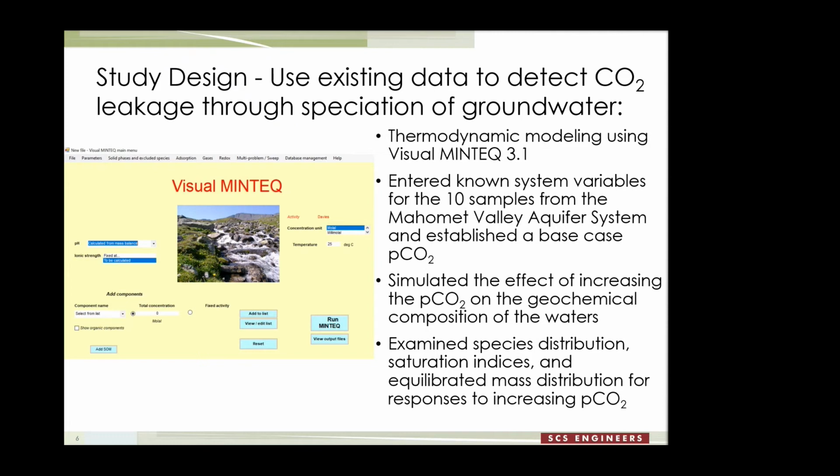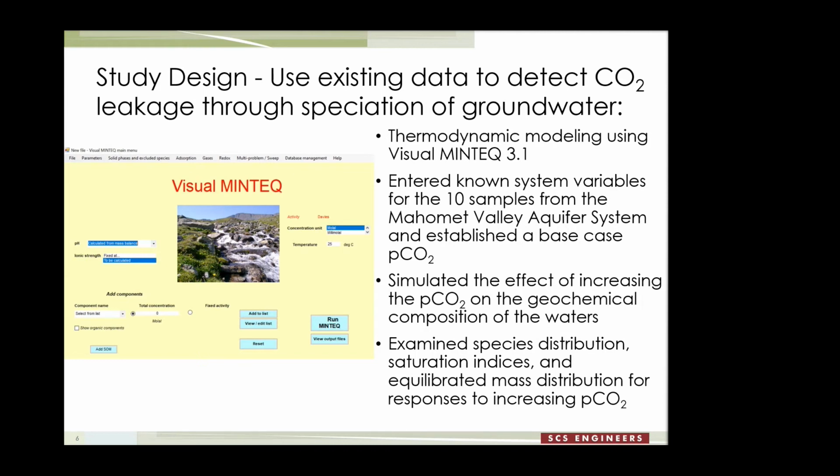Okay, so jumping into our study design, we are using the Mahomet Aquifer data to see if we can detect carbon dioxide leakage through the geochemical speciation of groundwater. To do this, we conducted thermodynamic inverse modeling using a program called Visual MINTEQ 3.1. We entered known system variables for the 10 samples from the Mahomet Aquifer.